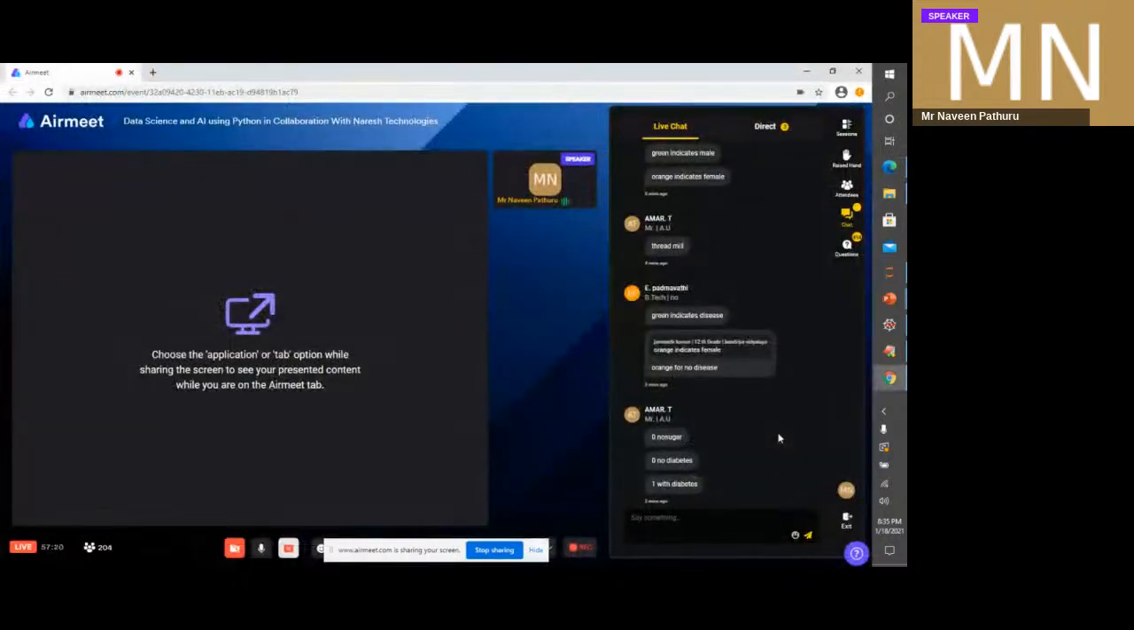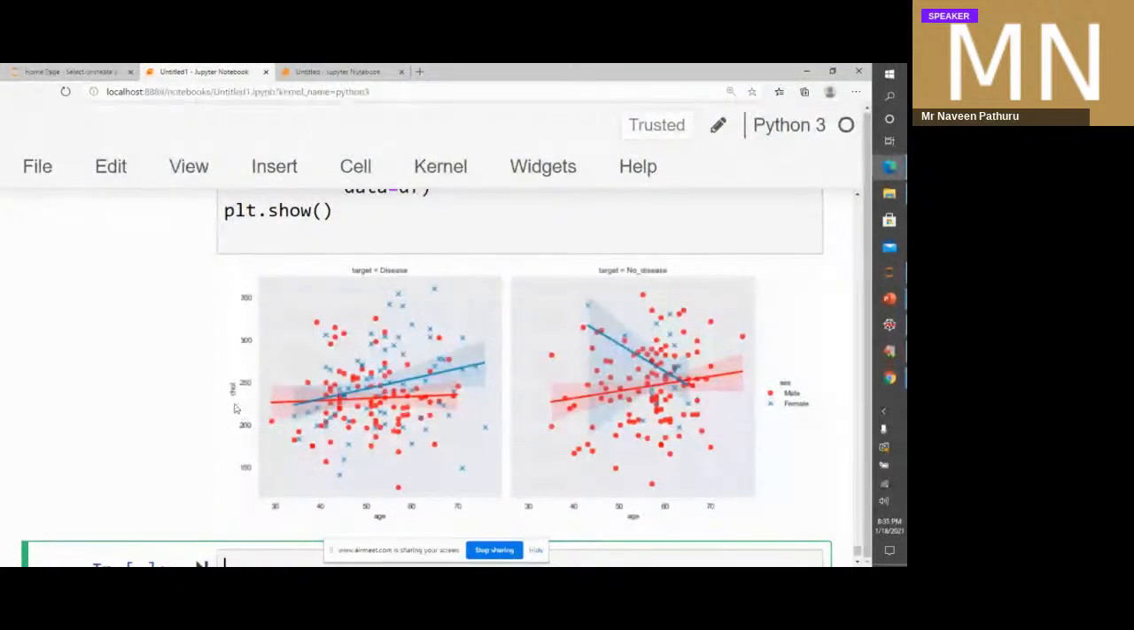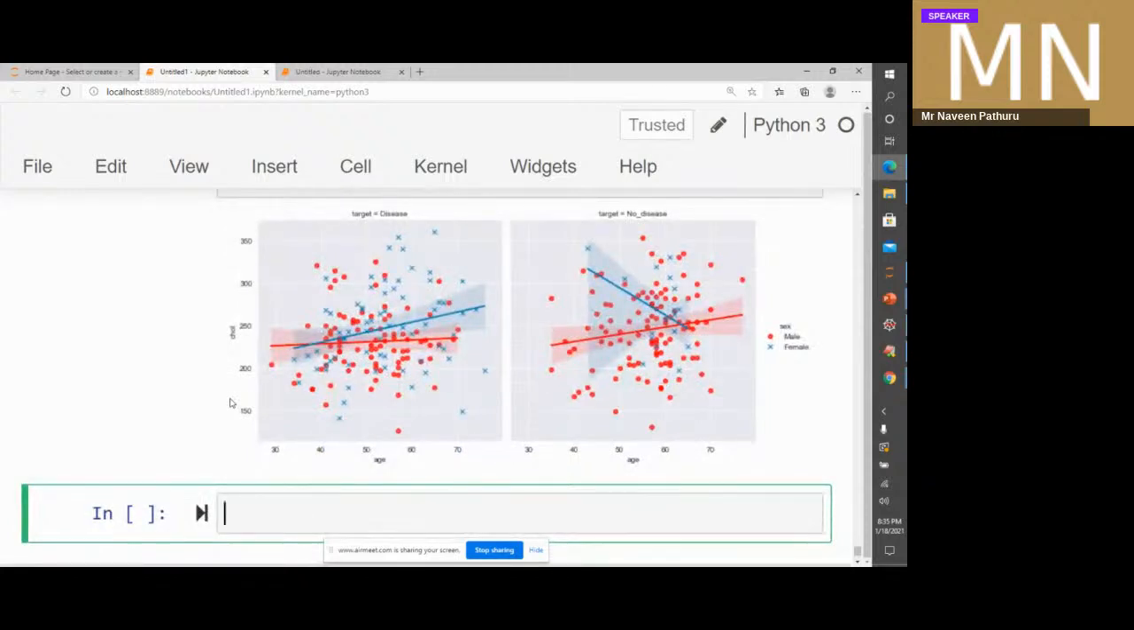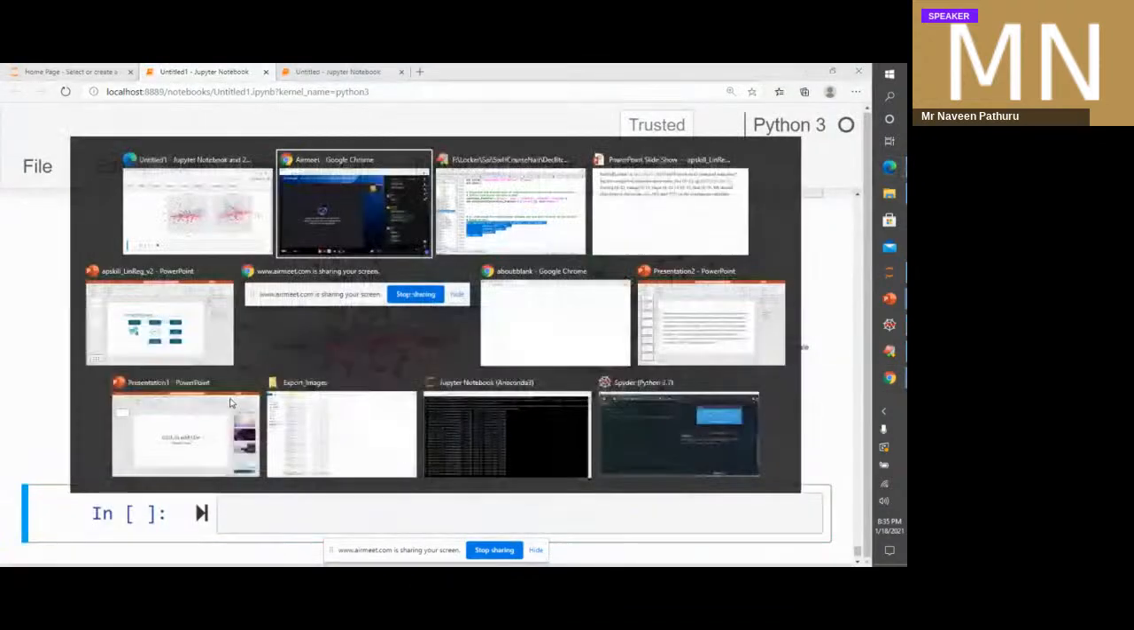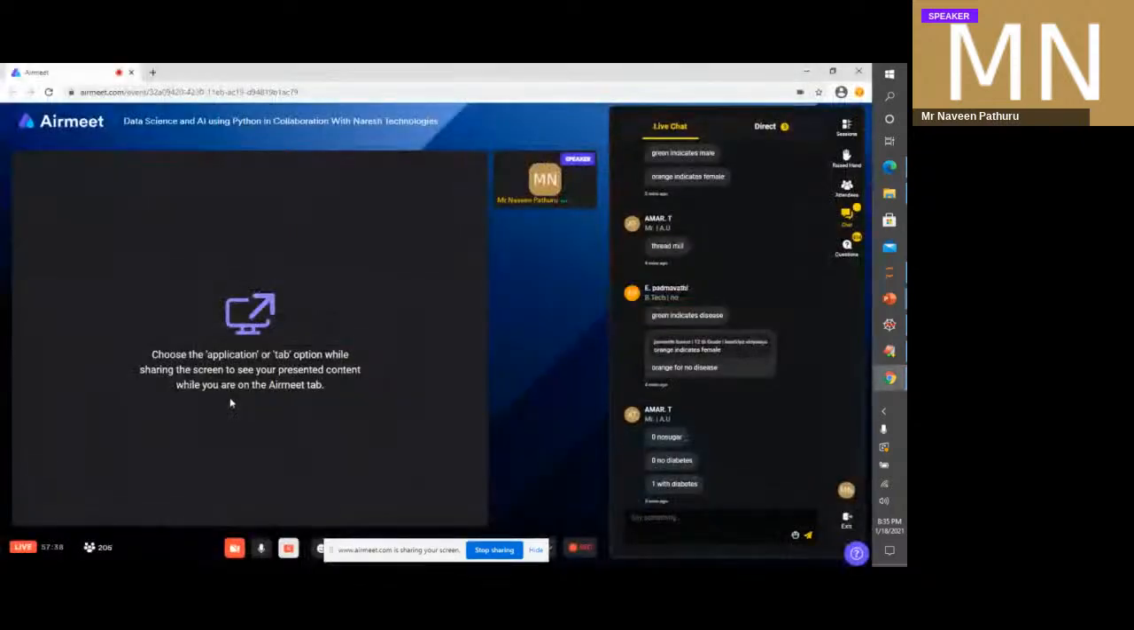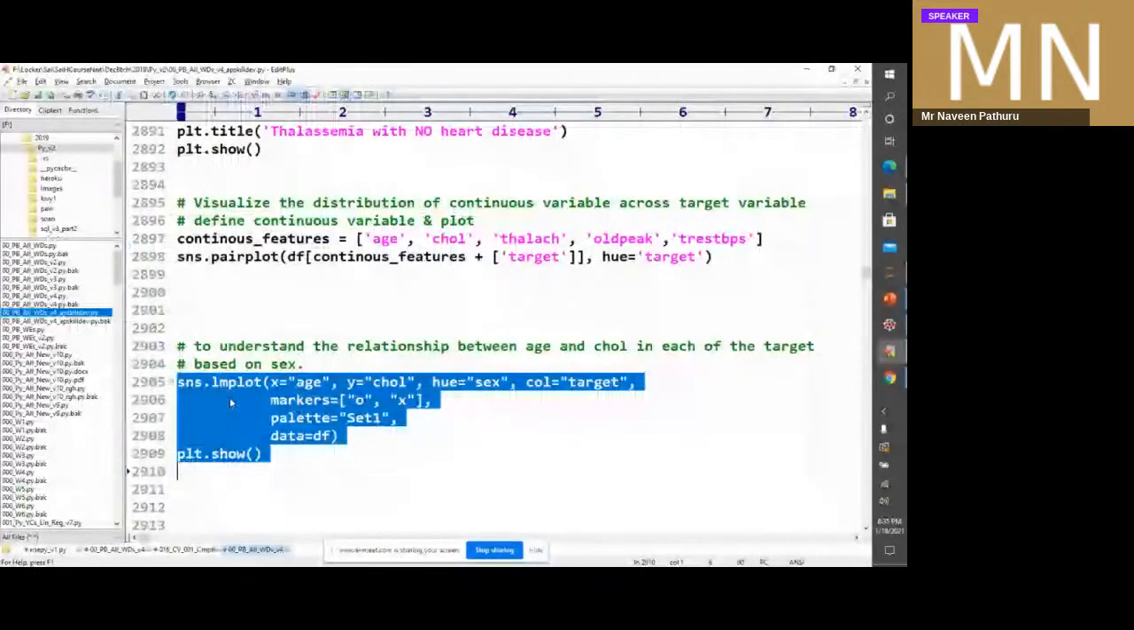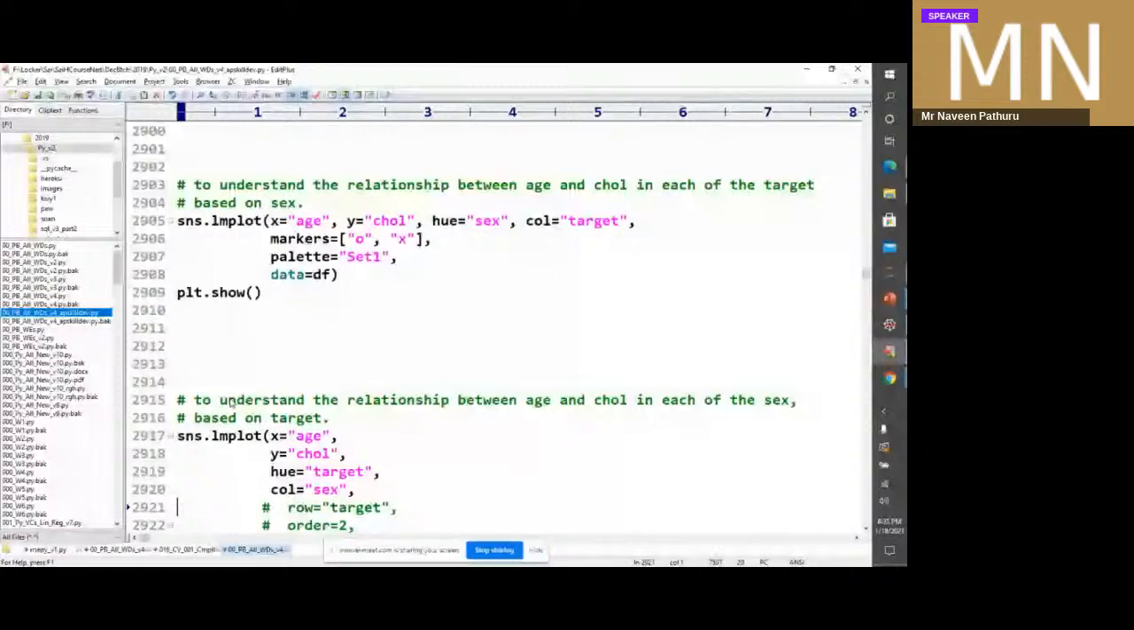0 is no sugar. This is what we have, cholesterol. This is not sugar. This is cholesterol. Here's what we have. 1 means they have a disease. 0 means they do not have a disease. What is this one? This is heart disease. This is not diabetes. Oh, that is Amar. Okay. See, again, cholesterol, age, cholesterol, target.